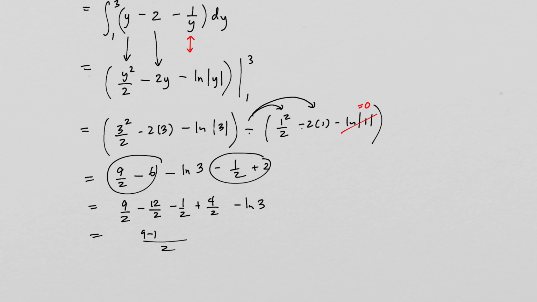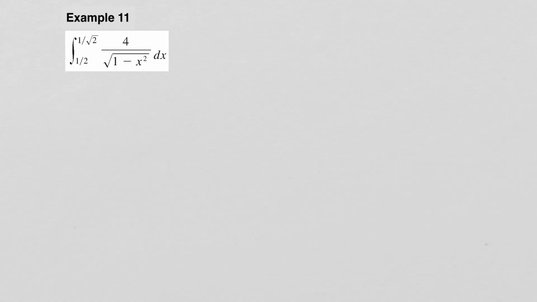And on top we have 9 minus 12 minus 1 plus 4. And if you do the math there, you get 9 minus 12 is negative 3. Negative 3 minus 1 is negative 4. Plus 4 is 0. So you end up just getting negative natural log of 3. So this is equal to 0. All right, on to the next one.